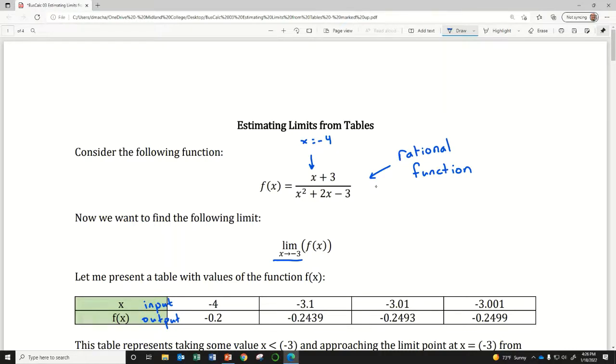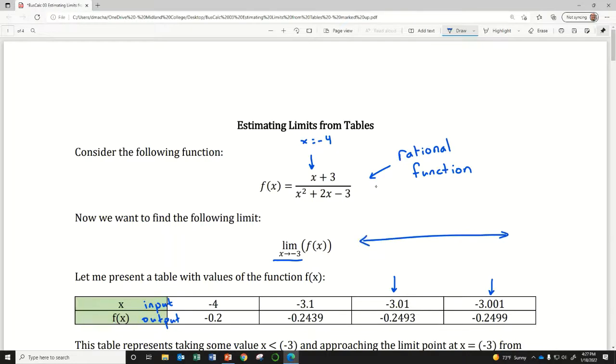Then, if we plug in -3.1 for x, the output becomes -0.2439. When we plug in -3.01, the output of the function becomes -0.2493. And then finally, with -3.001, we get the output -0.2499. I just want to illustrate this on a number line.